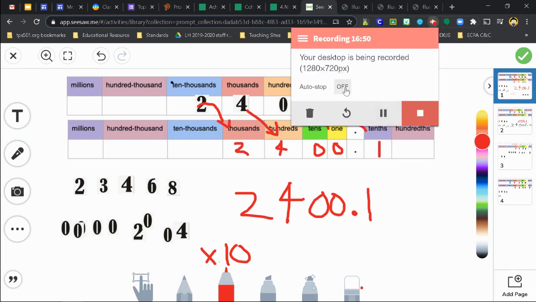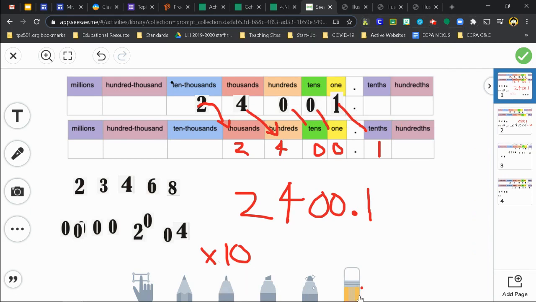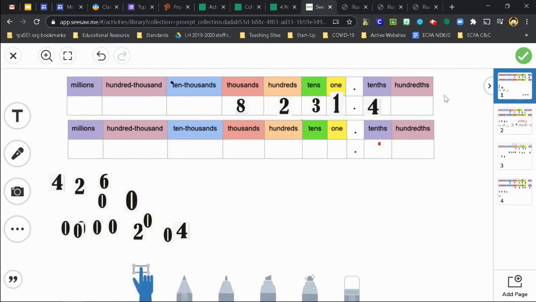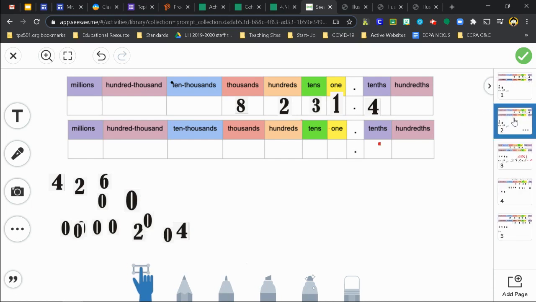Okay? So with all of that in mind, I just want to show you two more patterns that you can notice. So I want to erase all of this, and we're going to take the same number here. Let's change it up just a little bit. Our number is 8,231.4. I'm going to duplicate this page so we can look at it twice.